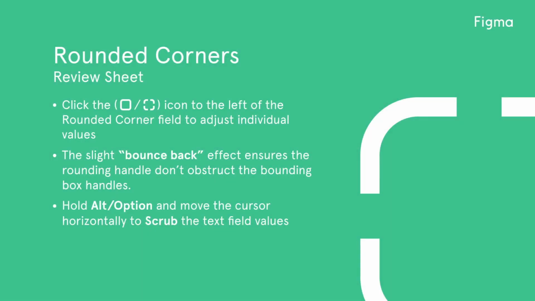Let's review what we've learned. Click the icon to the left of the rounded corner field to adjust individual values. The slight bounce back effect ensures the rounding handle doesn't obstruct the bounding box handles. Hold Alt or Option on your keyboard and move the cursor horizontally to scrub the text field values.